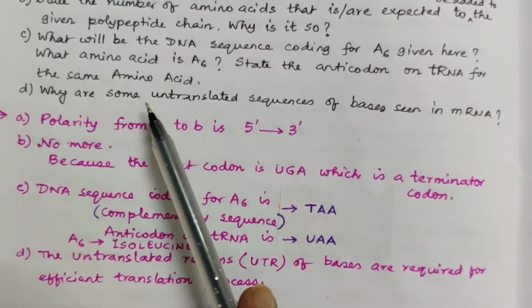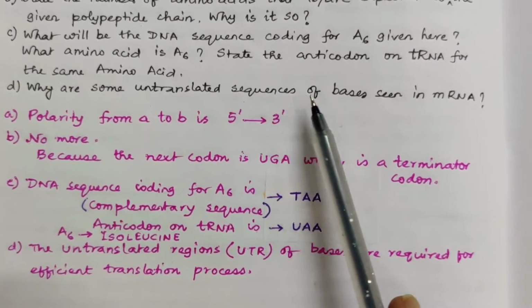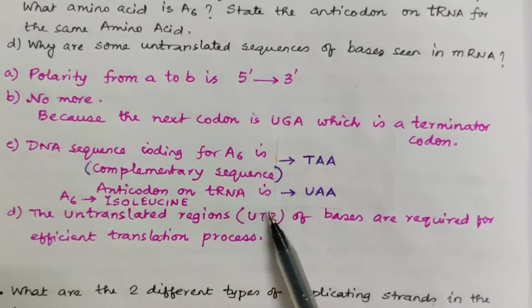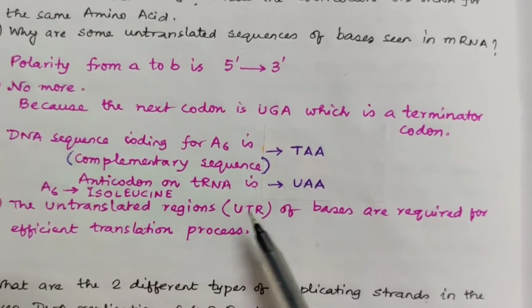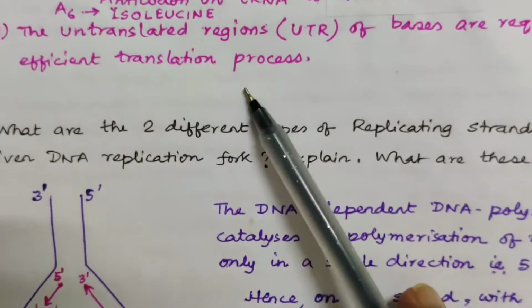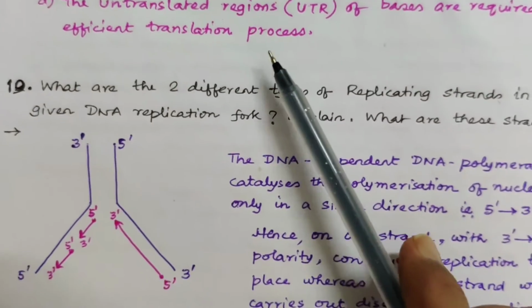Part D is, why are some untranslated sequences of bases seen in mRNA? UTR regions. Why are UTR regions seen? The UTR regions of bases are required for efficient translation process. That means protein synthesis process.